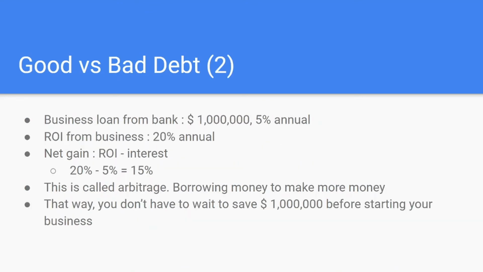For example, let's say you borrow $1 million at 5% annually for your business. The ROI from your business is 20%, and your net gain is the ROI minus the interest rate. So that is 20 minus 5, with a net gain of 15%. This is called arbitrage, borrowing money to make more money. That way you don't have to wait to save $1 million before starting your business.